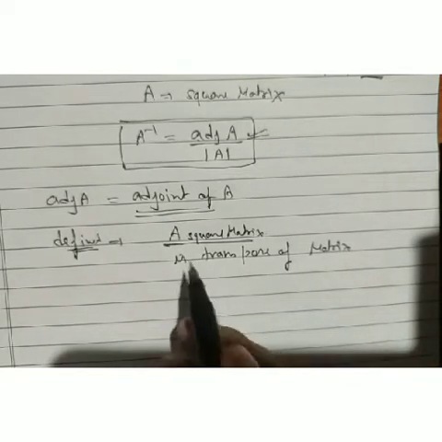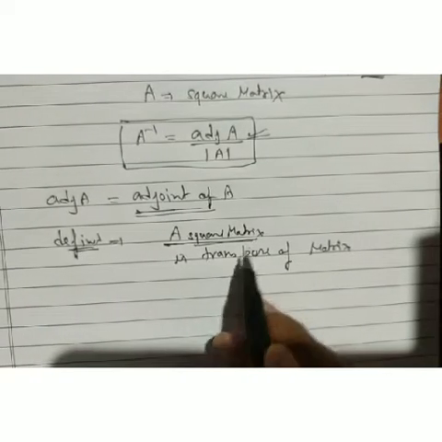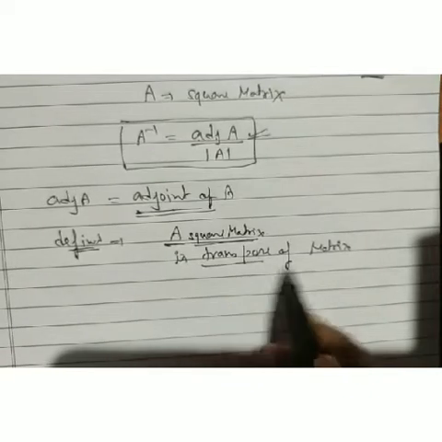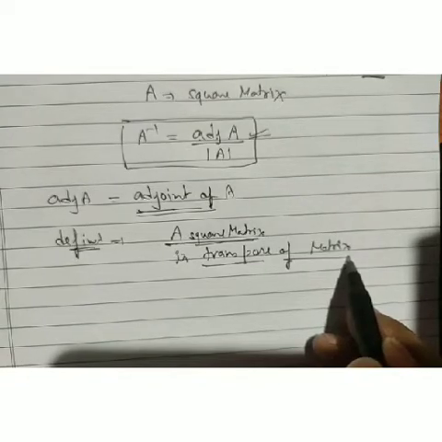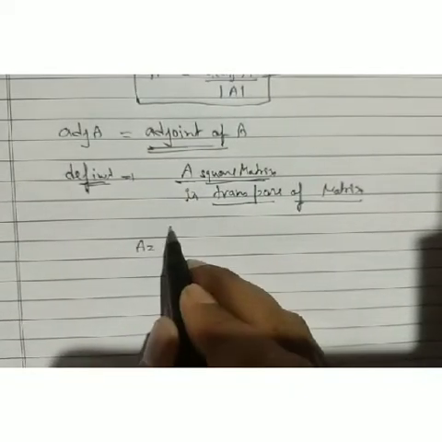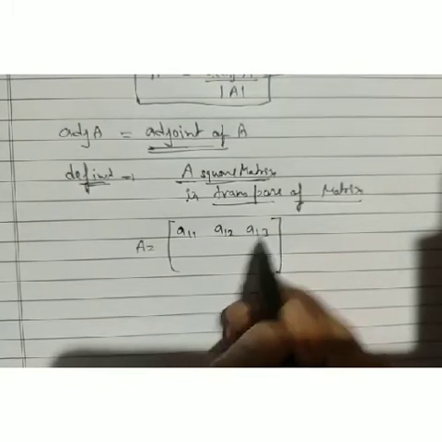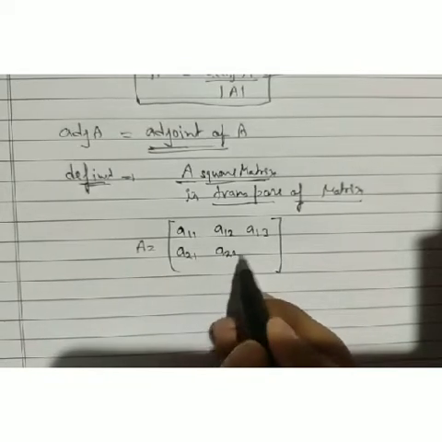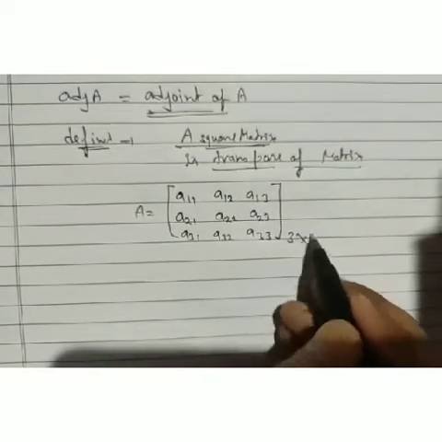What I am going to tell you is that to find the adjoint of any square matrix, we take the transpose of a matrix. Which matrix? We form a matrix by replacing each element by its cofactor in the determinant of A. Just suppose we have a 3 cross 3 matrix with elements a11, a12, a13, a21, a22, a23, a31, a32, a33. This is an example of a square matrix of order 3 cross 3.